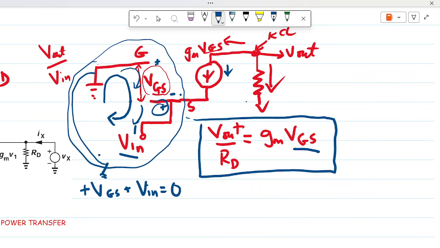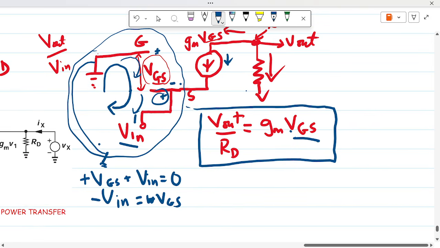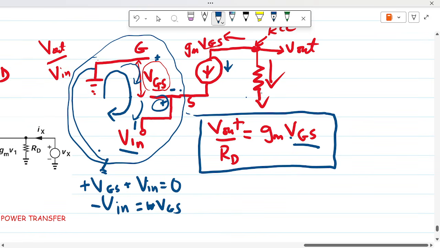Clearly, we see Vin is equal to the negative of VGS, or VGS is equal to the negative of Vin. Then I can replace VGS here with negative Vin.